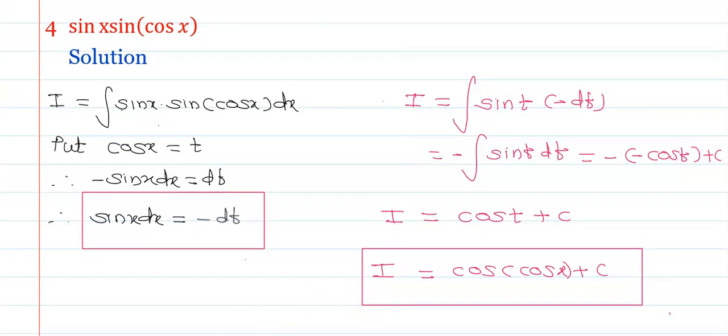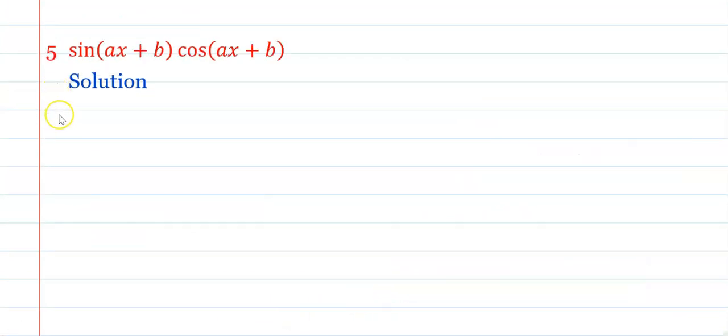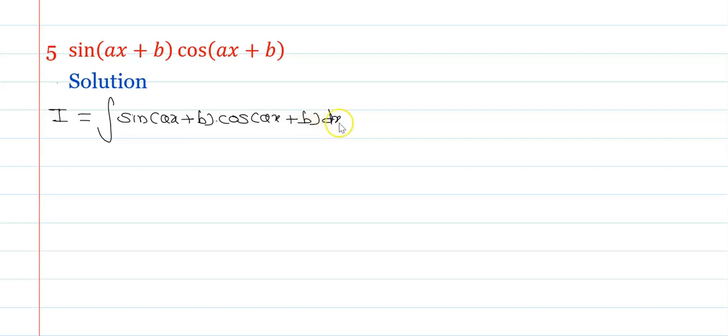Next problem. The next integration is I equals integral of sine of (ax plus b) into cos of (ax plus b) into dx. You can solve this integral in two ways.